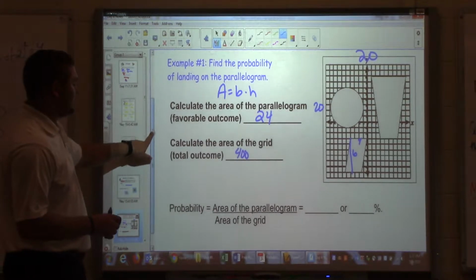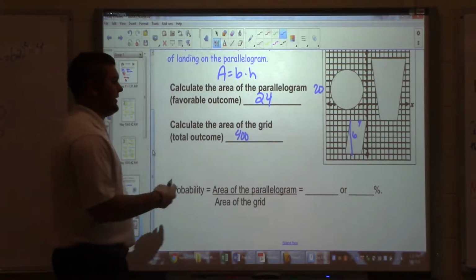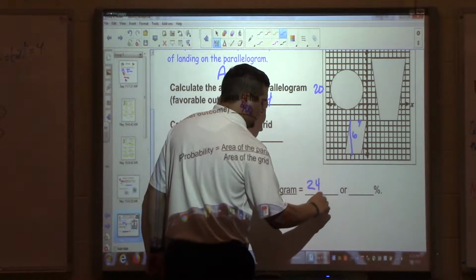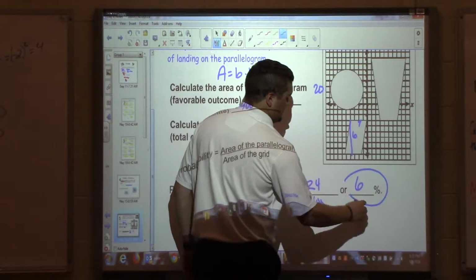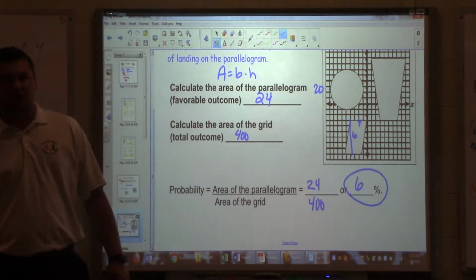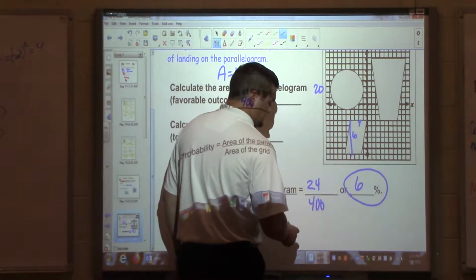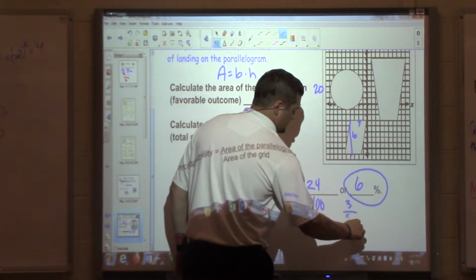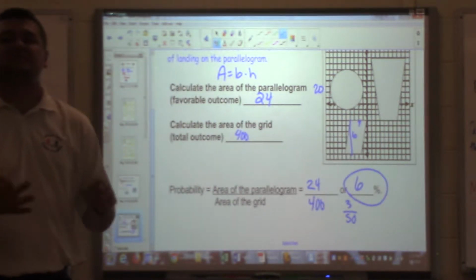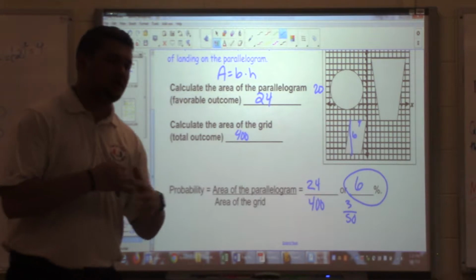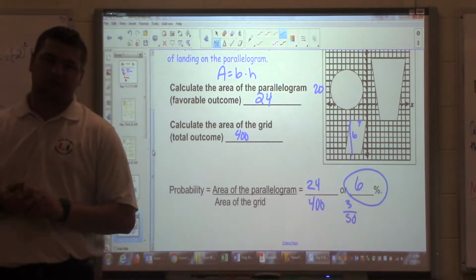Alright. So probability is going to equal the area of the favorable outcome, or landing in a parallelogram, 24, over 400. Well, it's 6%. If you want to leave it as a fraction, you can leave it as a fraction. It gets down to 3 over 50. If you want to leave it as a decimal, you can leave it as 0.06. It doesn't ask you for a specific one. It does have percentage on there, so I'd like you to at least put that down. You can leave your answer as any of the 3. Any questions?